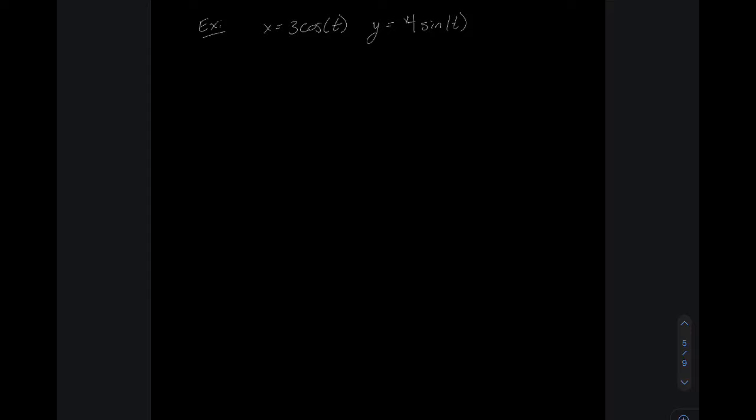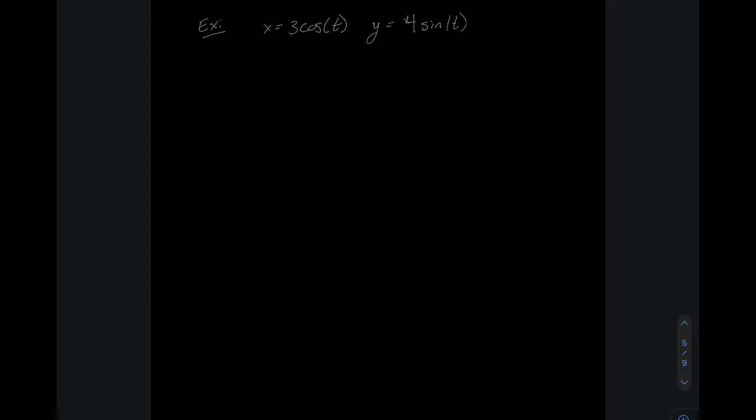Now let's take a look at the locus of points characterized by x equals 3 cosine t and y equals 4 sine t. So this is really hard to eliminate the parameter on. We'd probably have y equals 4 sine of arc cosine of x over 3. While it's possible, that doesn't really tell us much about what it looks like. So let's go ahead and take a look at the table of values.